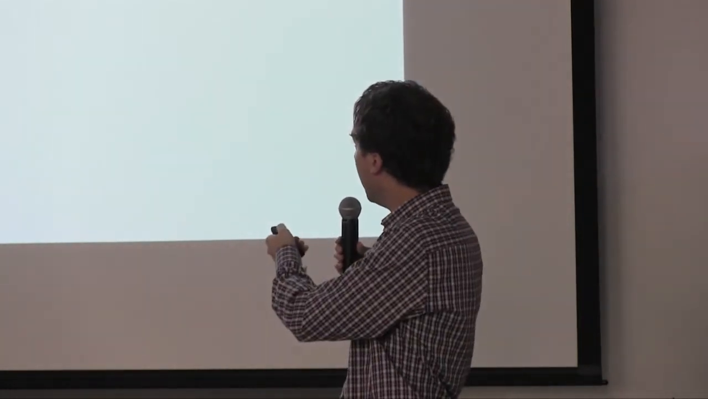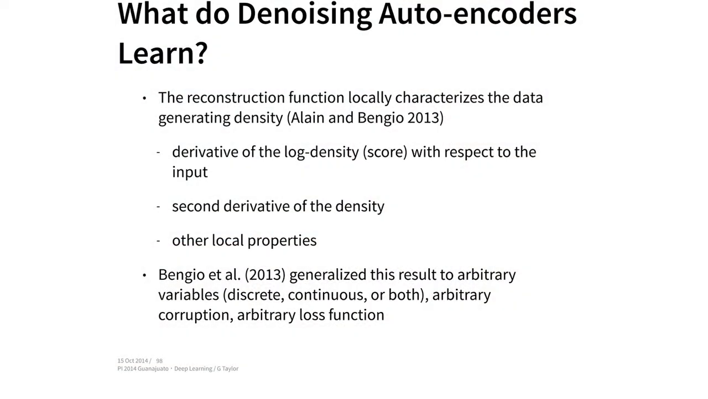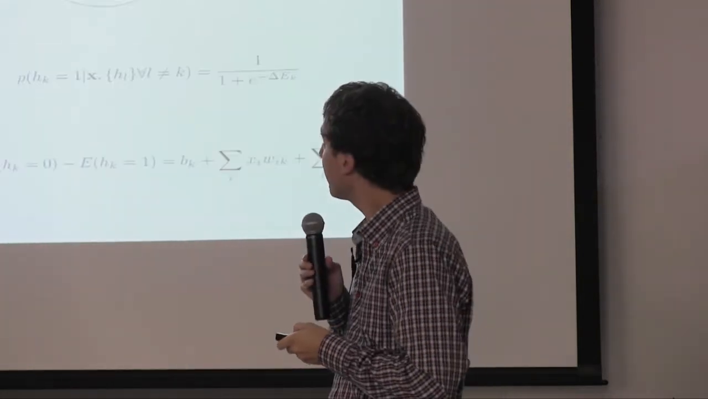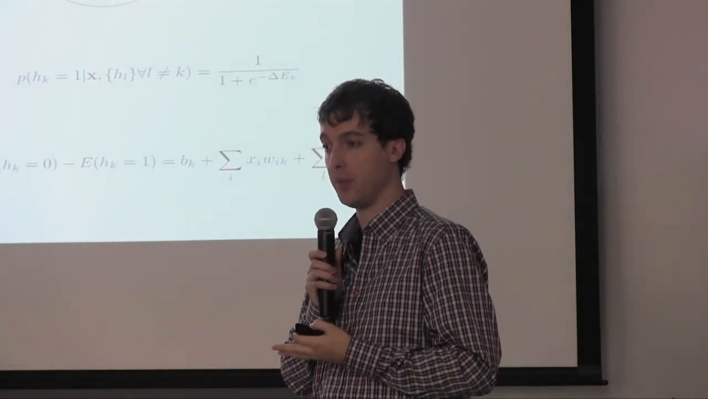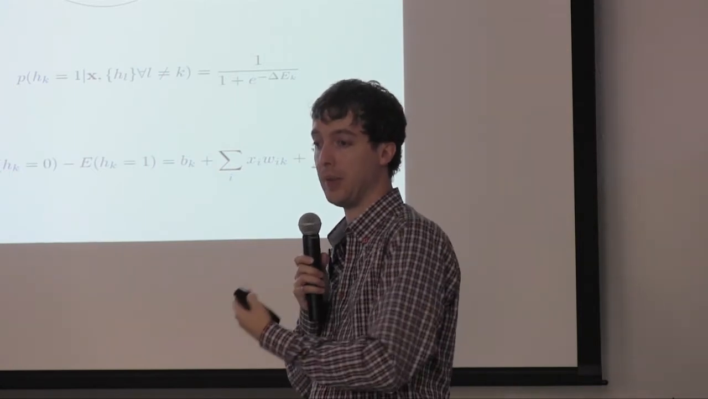That's all I'm really going to say about that, but if you're interested in what these autoencoders are capturing about the input, you can look at these results by Alain and Bengio, which proved some of these relationships for very specific types of regularized autoencoders, and then a more recent paper by Bengio and colleagues generalized this to a wide class of autoencoders. Okay, so that's autoencoders: using a reconstruction-based objective and using different forms of regularization to produce different types of autoencoders.